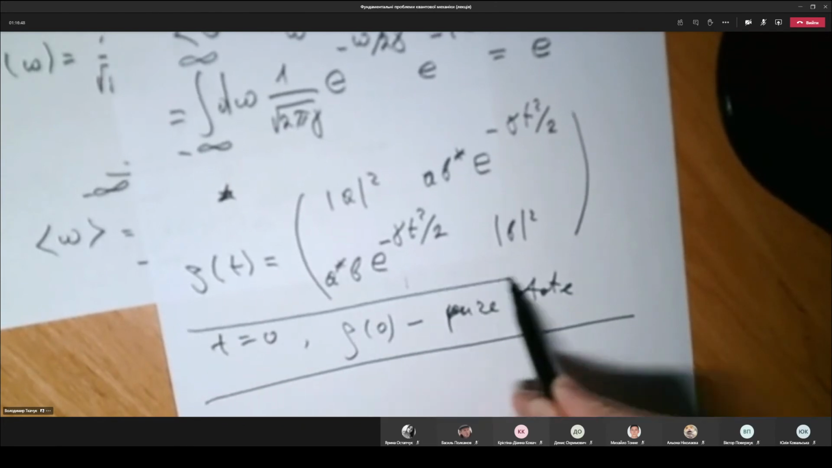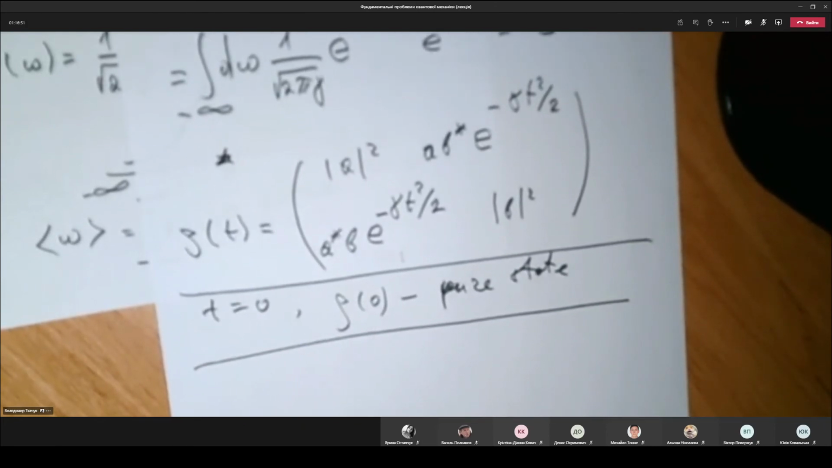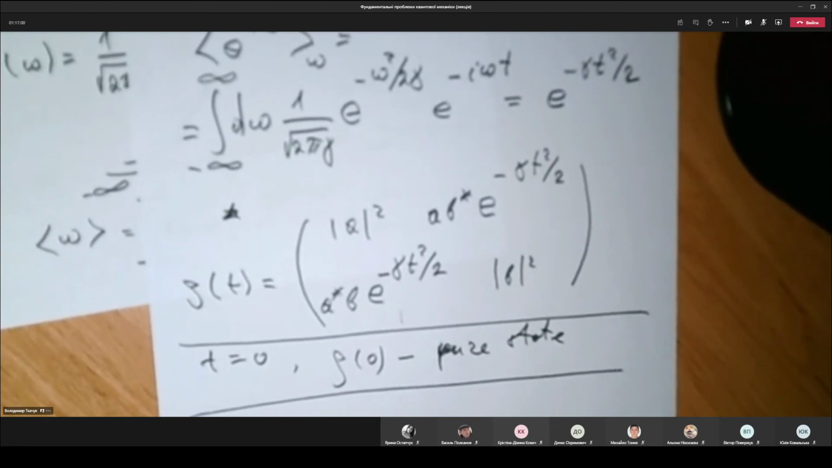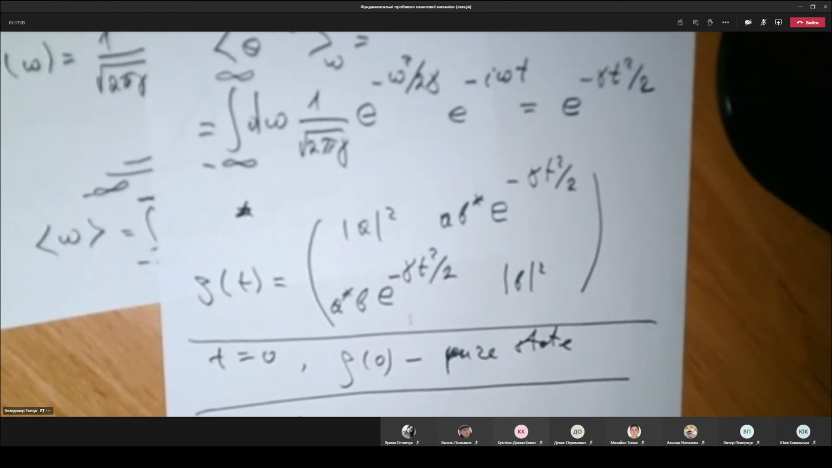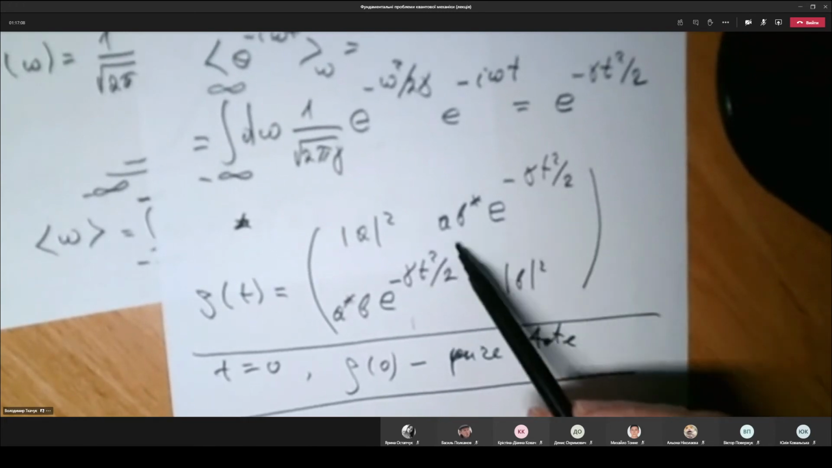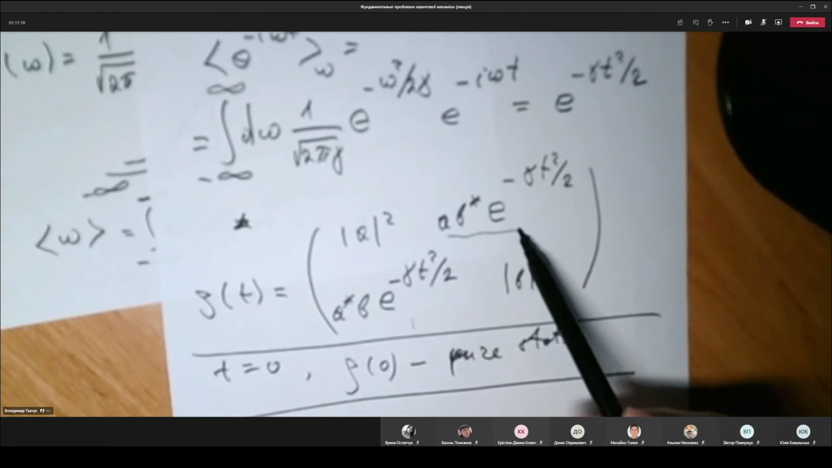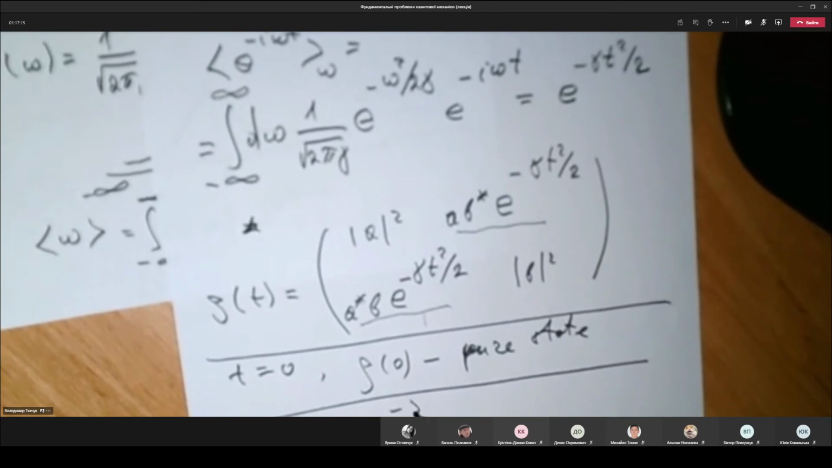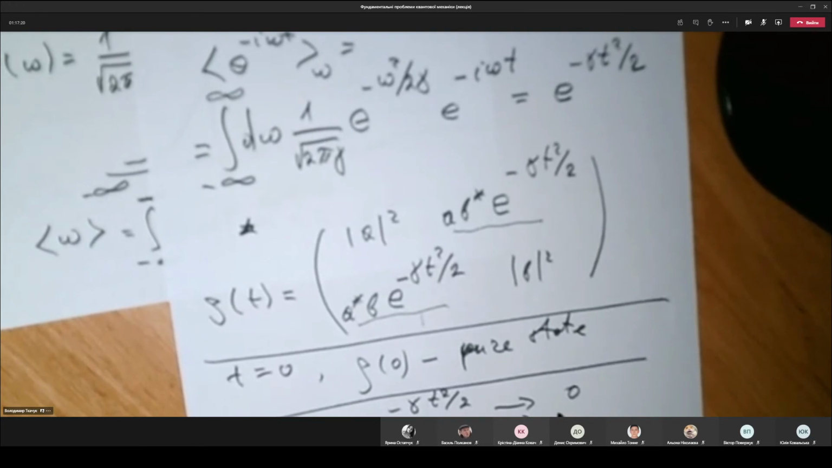So at the initial time, we have pure state. But now let us look at what we have at time t. And let us consider t which tends to infinity. What do we obtain? We can see here that this term tends to 0, because of course this multiplier tends to 0 when t tends to plus or minus infinity.